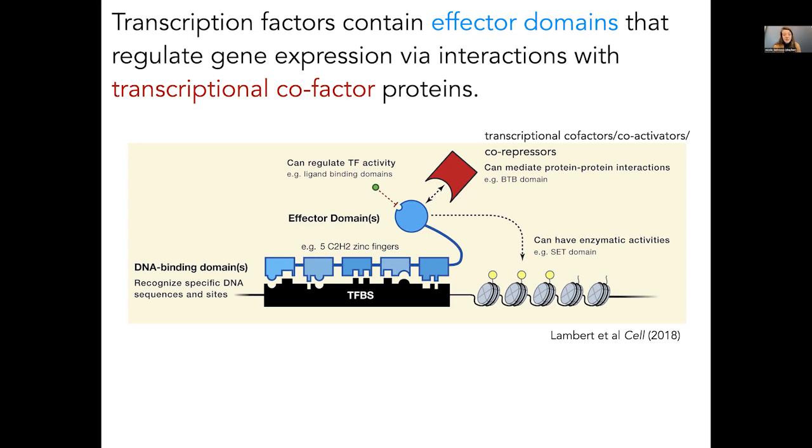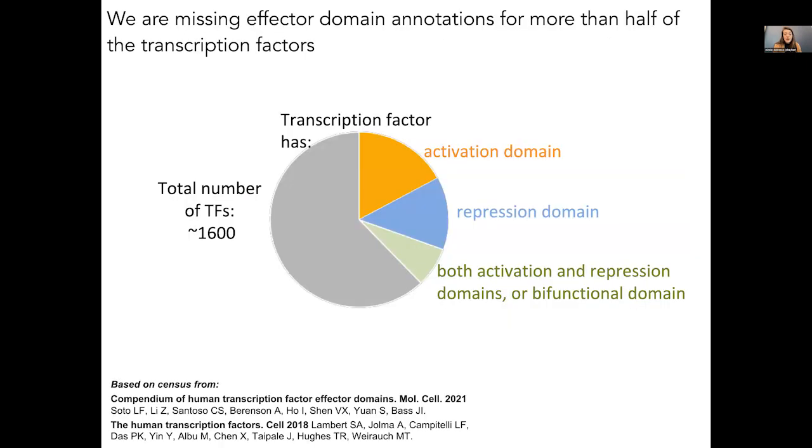But the other part is this effector domain. And it's thought that these domains regulate transcription by binding other transcriptional cofactor proteins. They can activate, repress, or both activate and repress. And those we call bifunctional domains. However, we're missing annotations for more than half of these effector domains. We just don't know which proteins contain them and where they are.